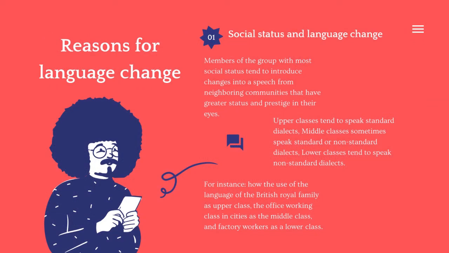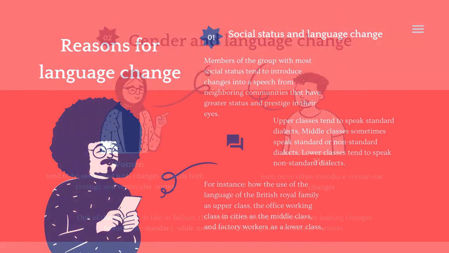Reasons for language change. First, social status and language change. Members of the group with most social status tend to introduce change into speech from neighboring communities that have greater status and prestige in their eyes. Upper classes tend to speak standard dialects. Middle classes sometimes speak standard or non-standard dialects. Lower classes tend to speak non-standard dialects. For instance, the language use of the British royal family as upper class, office workers in the cities as the middle class, and factory workers as the lower class.